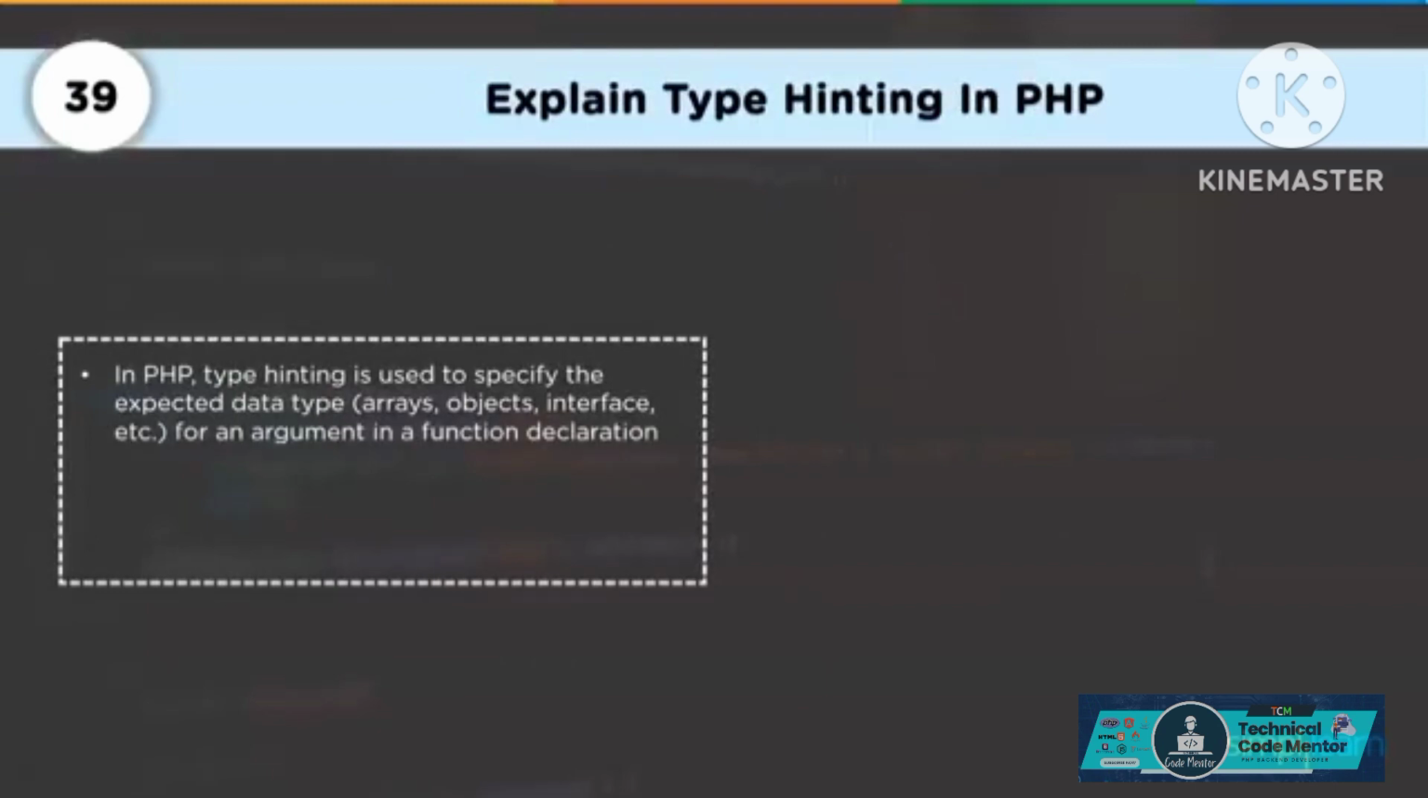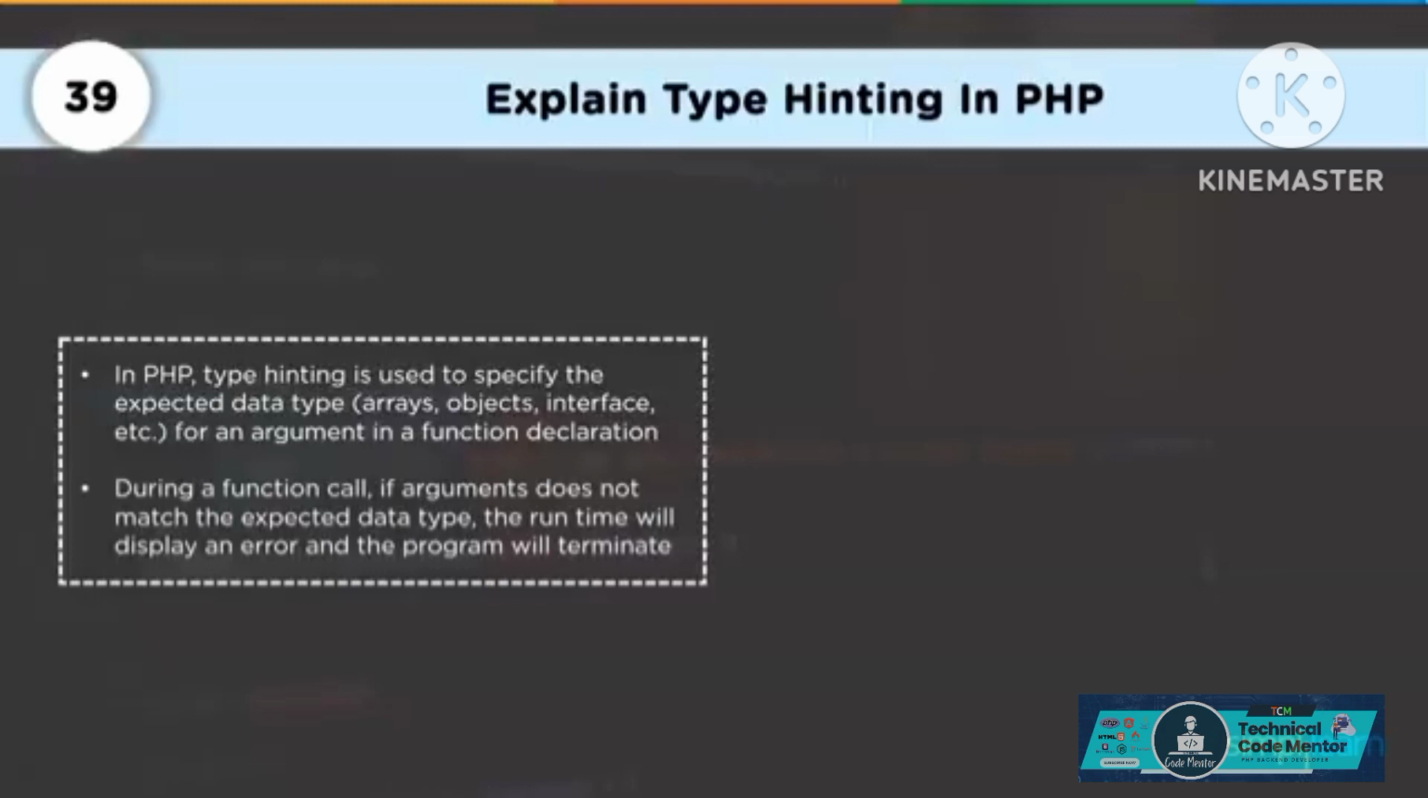Next question is, explain type hinting in PHP. Now in PHP, type hinting is used to specify the expected data type, that is array, object, interface, etc. for an argument in a function declaration. Now during a function call, suppose if an argument does not match the expected data type, the runtime will display an error and that is a fatal error, and the program will then terminate.